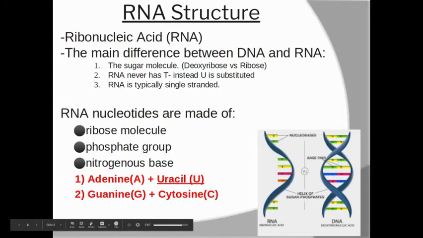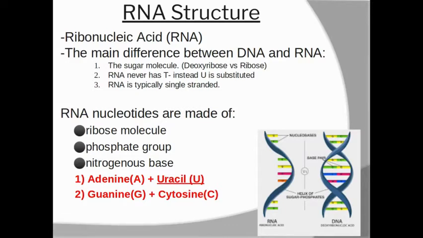That brings us to RNA structure. RNA, or ribonucleic acid, is really only different in a couple ways from DNA. The sugar molecule between the two molecules is different. DNA is deoxyribose, and RNA is ribose. And the differences between those two sugars is actually pretty minuscule. It actually is only a difference of the location of a hydrogen and an oxygen.